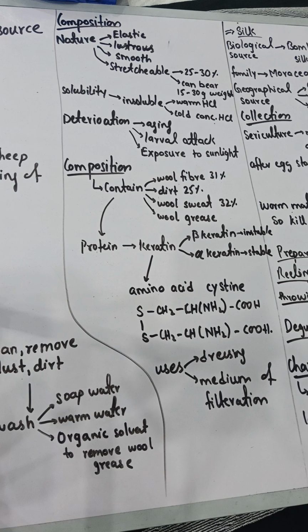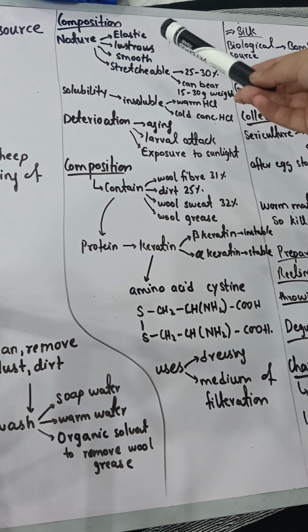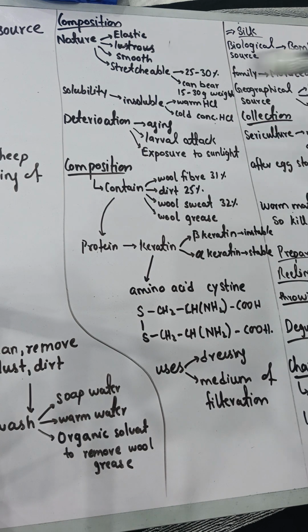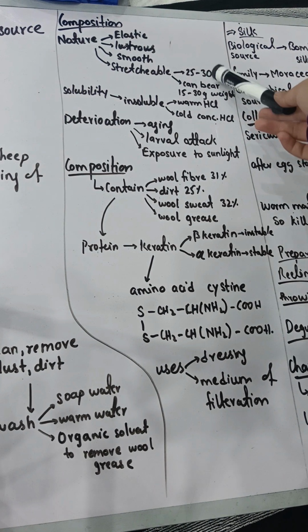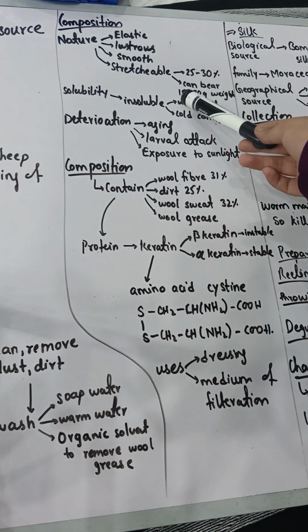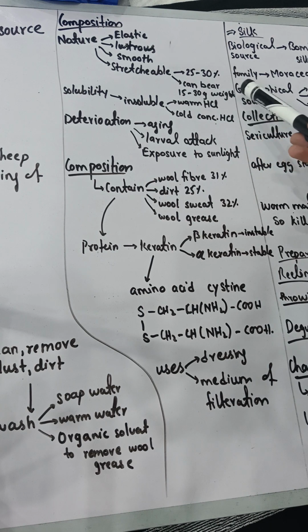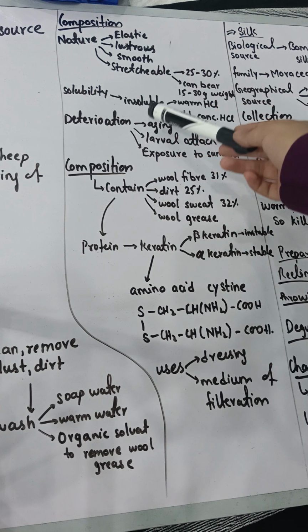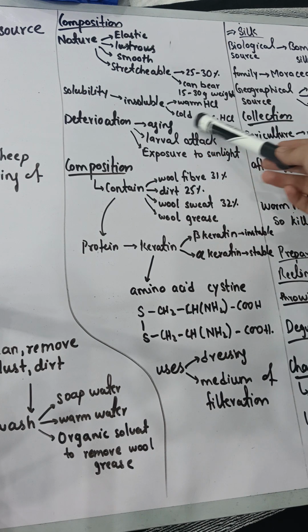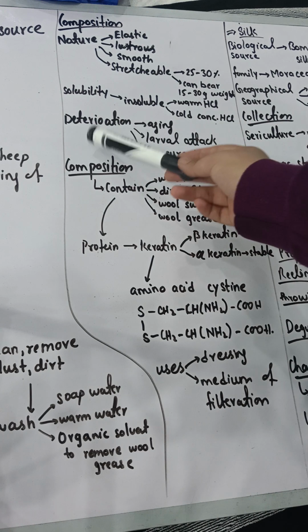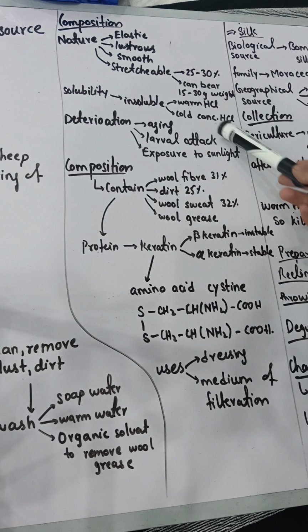Let's discuss the composition of it. The nature of it is very elastic, lustrous, meaning very shiny, and very smooth and stretchable. It can be stretched about 25 to 30% and can bear a weight of 15 to 30 grams. Solubility: it is insoluble in warm HCl or cold concentrated HCl. Deterioration can happen due to aging, larval attack, and exposure to sunlight.